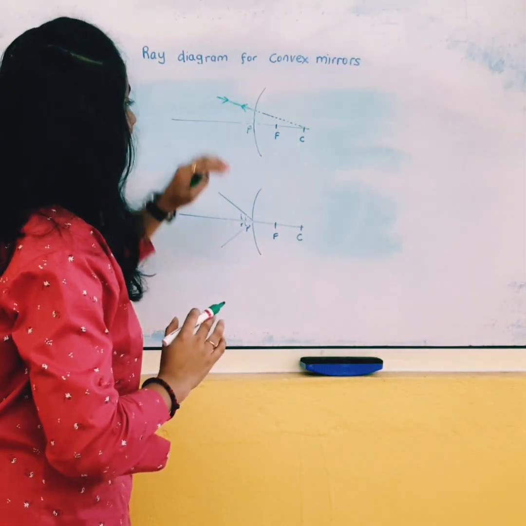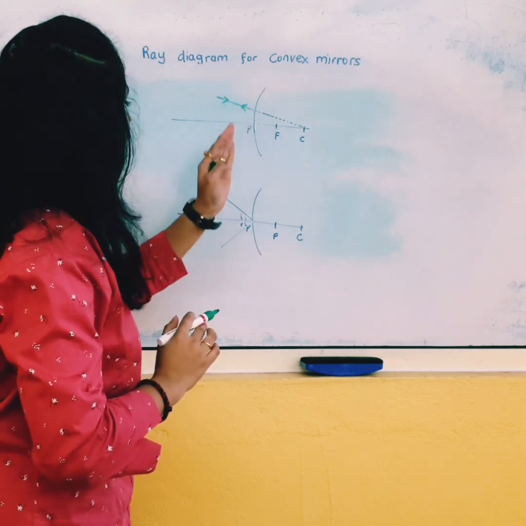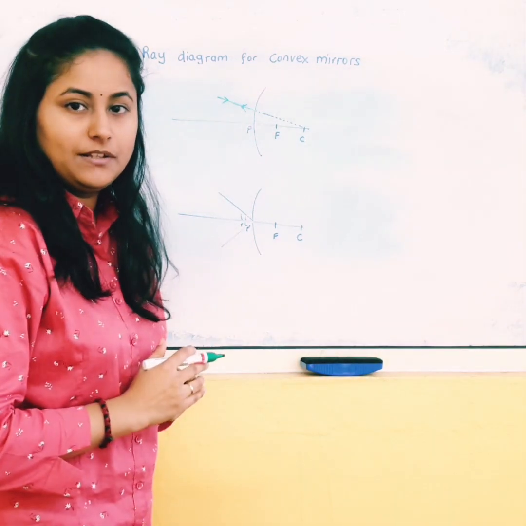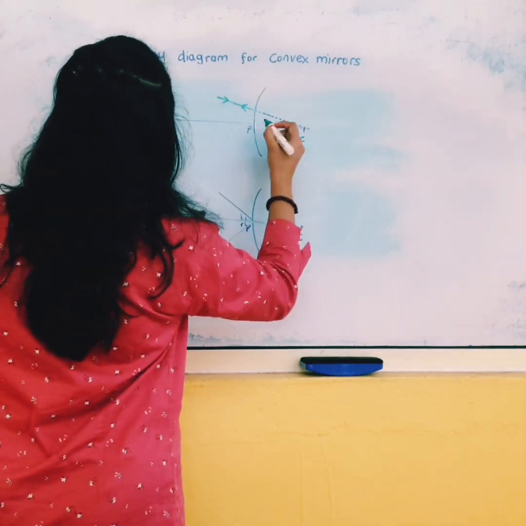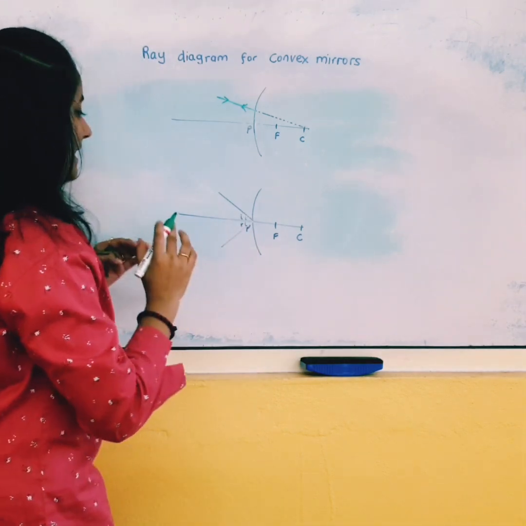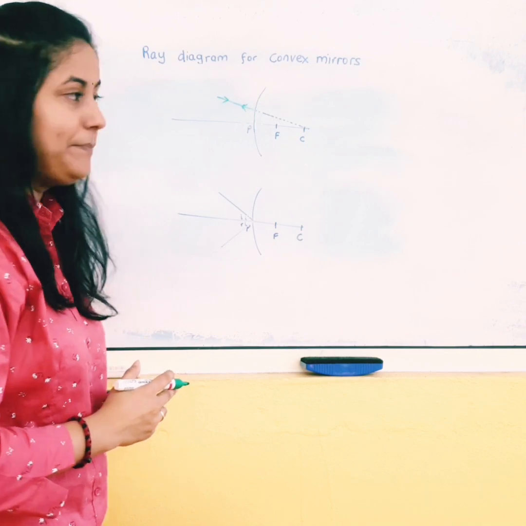Okay, and this happens because this incident ray is falling on the mirror along the normal. Okay, so it is making a 90-degree angle here, and that's why it is taking the same path back.